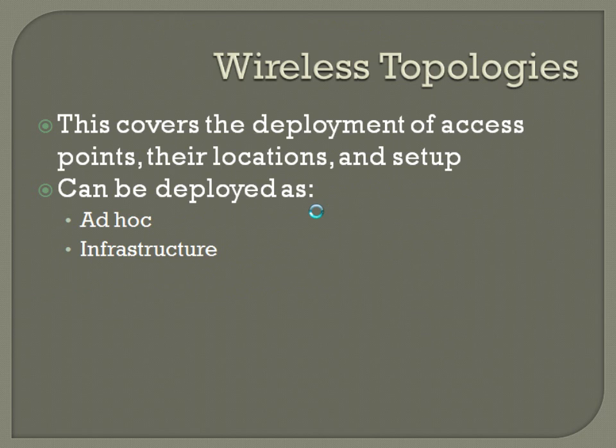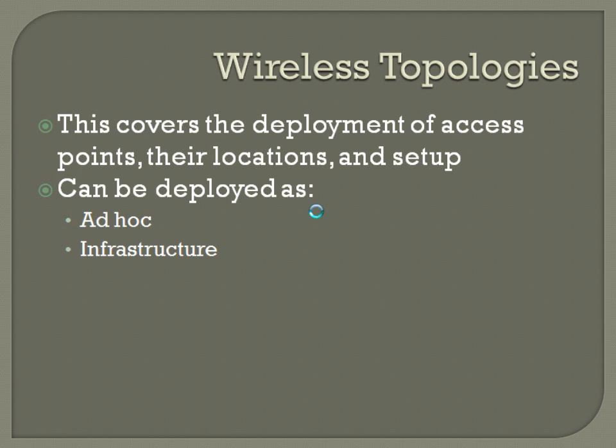So, wireless topologies, and we kind of briefly touched on this a little bit in the last chapter. This covers the deployment of access points, their locations, and the setup. It can be deployed in 2 forms, ad hoc or infrastructure.